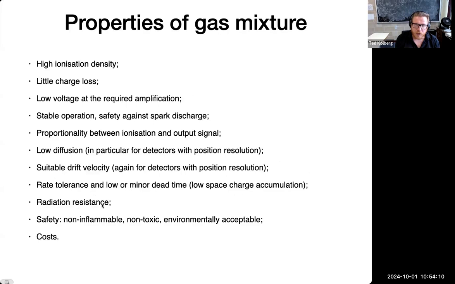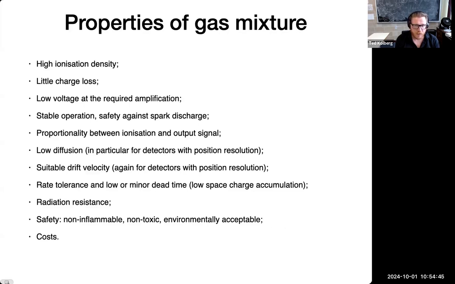It might need to be radiation hard if it's going near a high intensity source, either a beam or a radioactive source. And we would, all else being equal, prefer to have safe gases. That means not flammable, not toxic, and environmentally acceptable. So I talked a couple times about using a gas like Freon for its highly electronegative fluorine atoms, but we now know that Freon is bad for the ozone layer, so we probably don't want to be blowing a lot of Freon off into the atmosphere if we can avoid it. And of course, we would like to do this all at low cost.